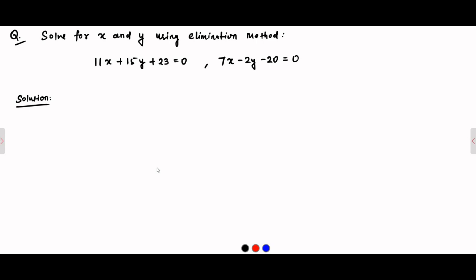So here is another question on solving linear equations in two variables using elimination method. Here it is given to solve for x and y using elimination method. 11x plus 15y plus 23 is equal to 0, and 7x minus 2y minus 20 is equal to 0. So first we'll write these two equations.